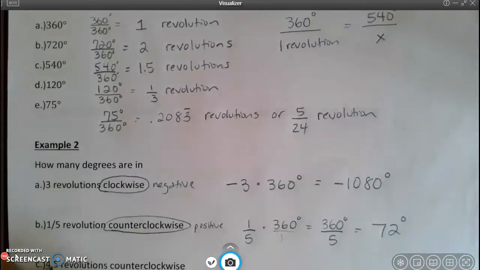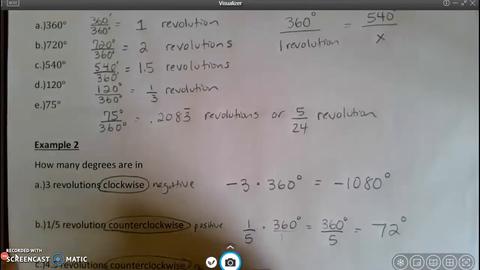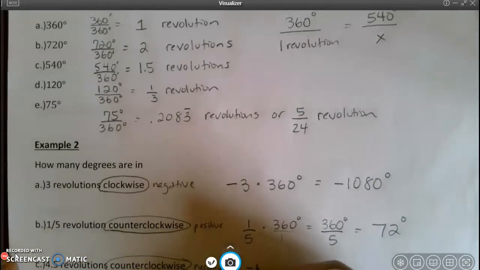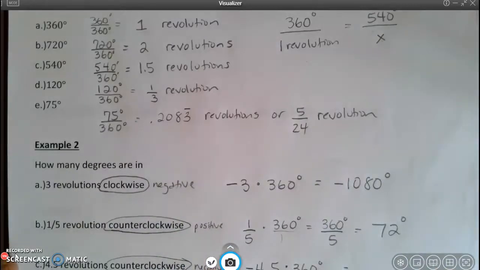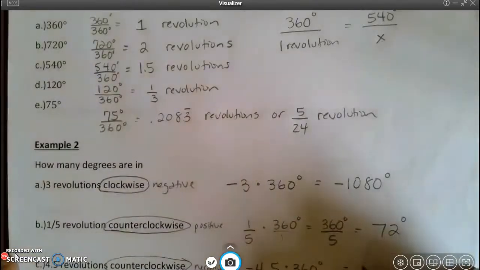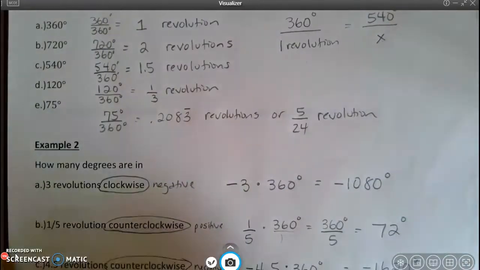All right, 4.5 revolutions counterclockwise. I'm going to have a negative answer. So negative 4.5 times 360 degrees. I'm going to need my calculator for that. And I got negative 1,620 degrees.